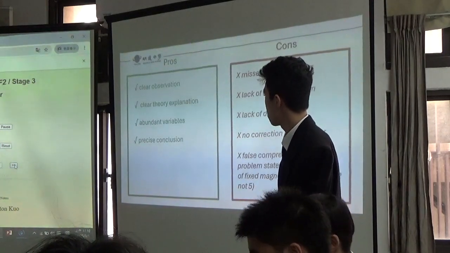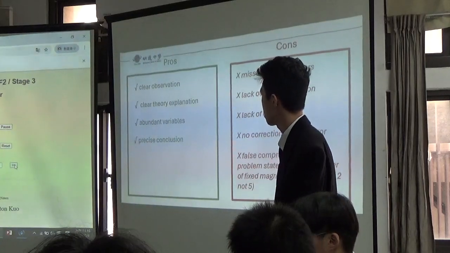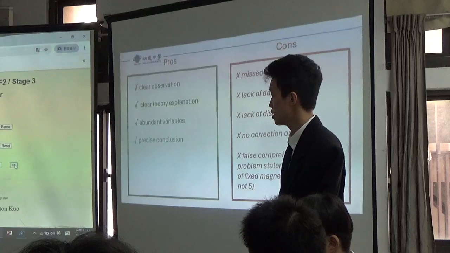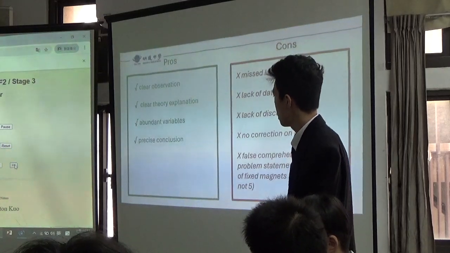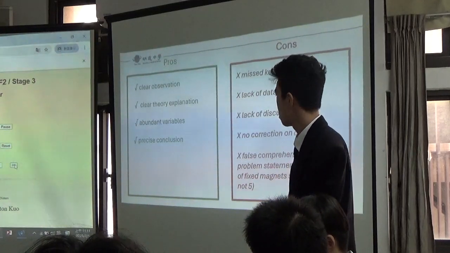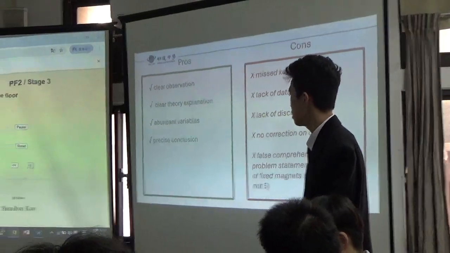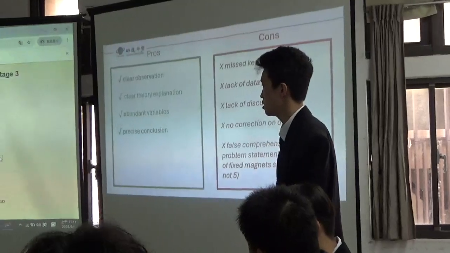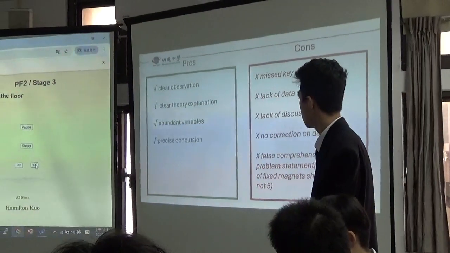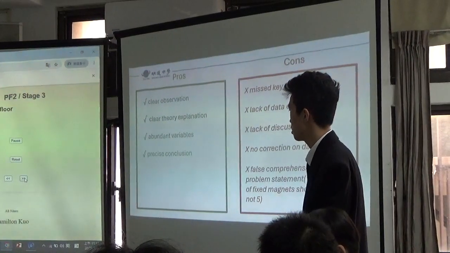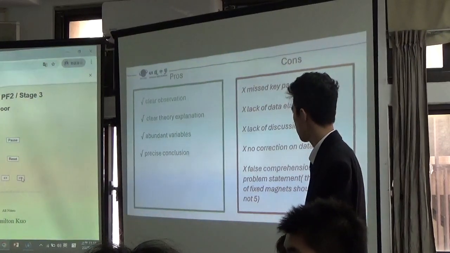I think these are the pros and cons for the reporter. They have clear observation of the phenomena, abundant variables to discuss, and a precise conclusion. But our suggestion is that they can discuss more on their data, and maybe they are missing some key parameters that actually affect the result of the experiment a lot.